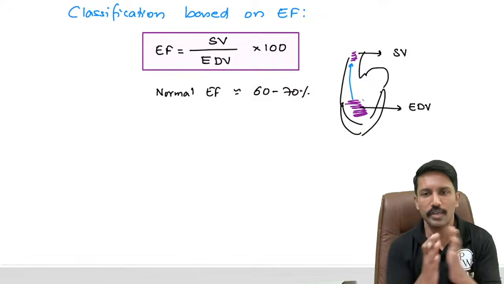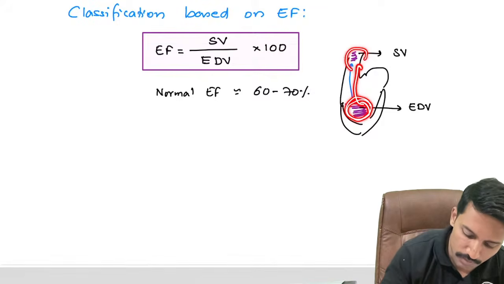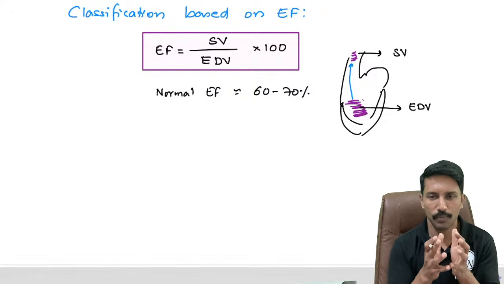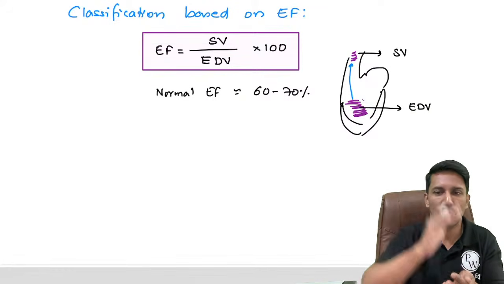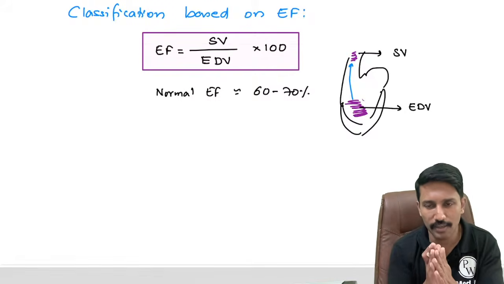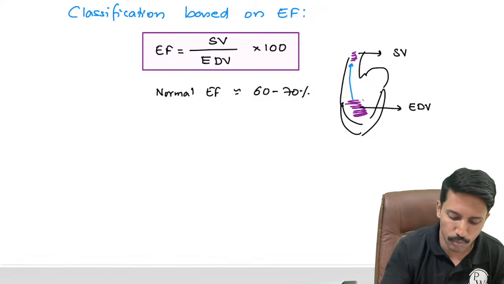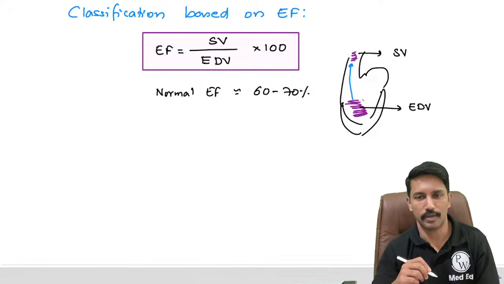The more strongly it contracts, more amount or more percentage of EDV will be converted to stroke volume, right? Let us say I have 200 ml of blood in my ventricle. If I generate more force, out of this 200, I will be able to eject 160, 170. If I generate less force, I will be able to eject only 100 or 80. So the single most important determinant of the ejection fraction is the force of contraction of the ventricle.